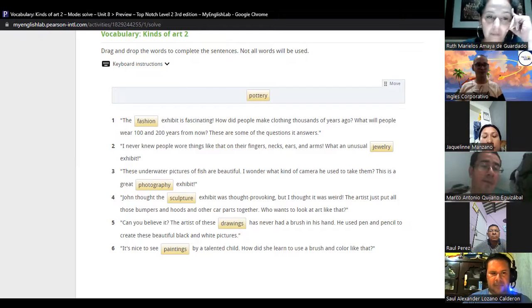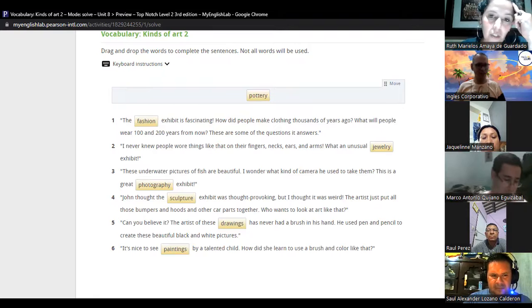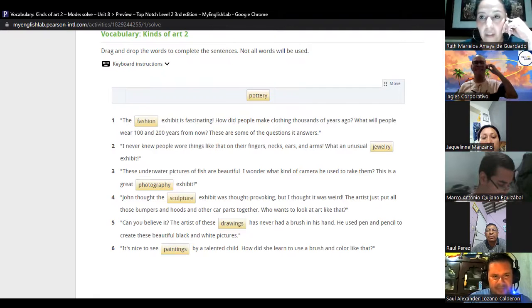Number four. John, the sculpture exhibit was thought-provoking, but it was weird. The artist puts bumpers and hoods and other parts together. Who wants to look at art like that? We need to read with more fluency, please. We are not in basic anymore. You are intermediate. You need more fluency over there. Saul Alexander, help me with number five.